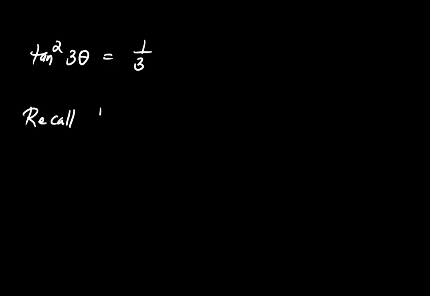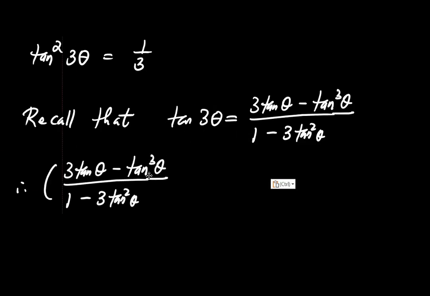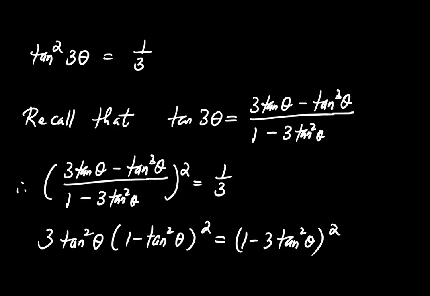Recall that the triple angle formula for tangent is tangent 3 theta equals 3 tangent theta minus tangent cubed theta over 1 minus 3 tangent squared theta. Which leads to 3 tangent squared theta times (1 minus tangent squared theta) squared equals (1 minus 3 tangent squared theta) squared.